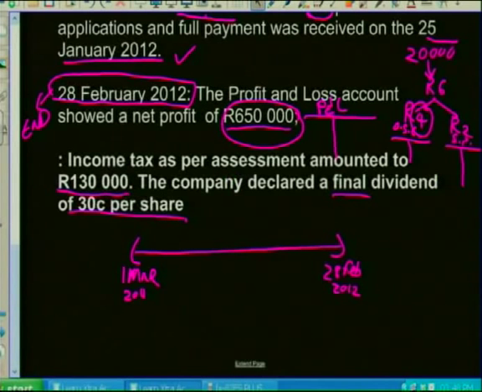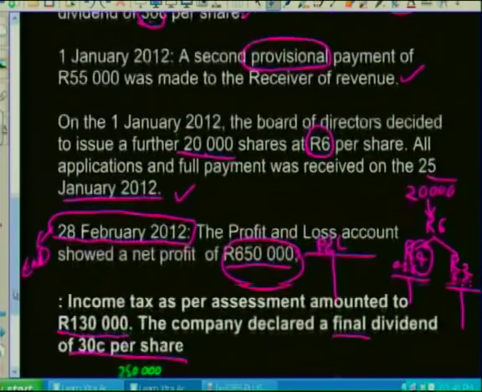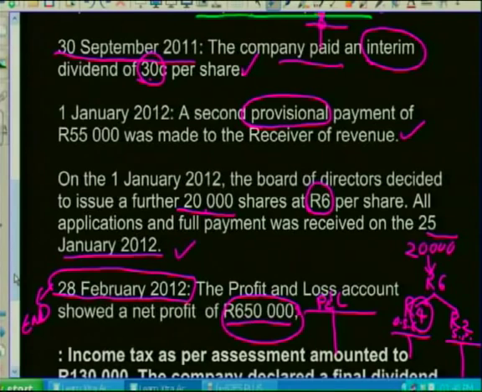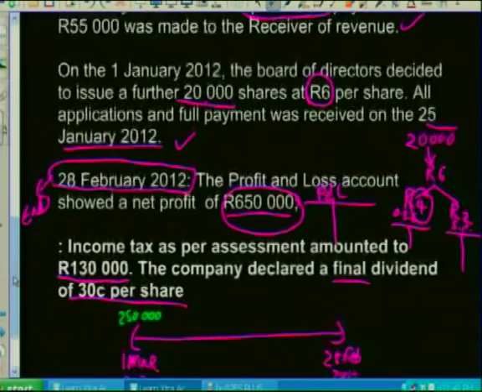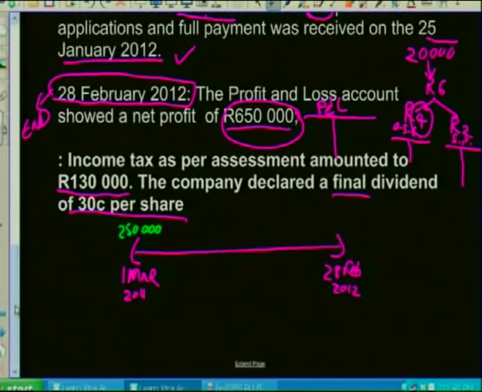So let's go back to our question. 1st of March 2011, okay, at the beginning of the year, we issued 250,000 shares. Then we had information on the 1st of January, the company decided to issue an additional 20,000 shares. So if we go back to our timeline, let's just plot 1st of Jan. On this timeline, the company now issued an additional 20,000 shares, which means at the end of the financial year, if I had to ask you guys, how many shares has this company now issued in total?